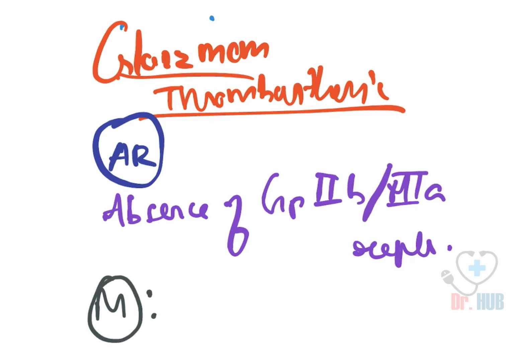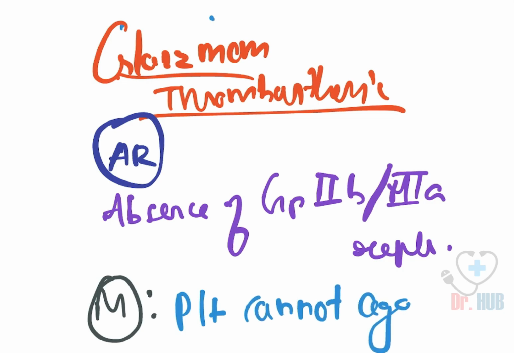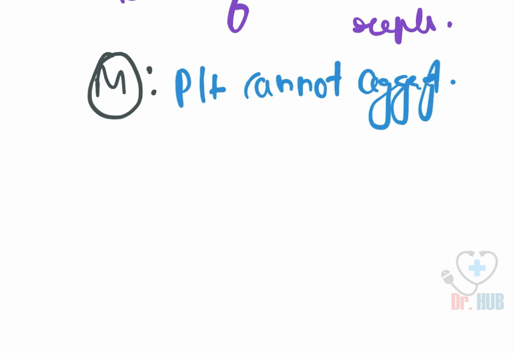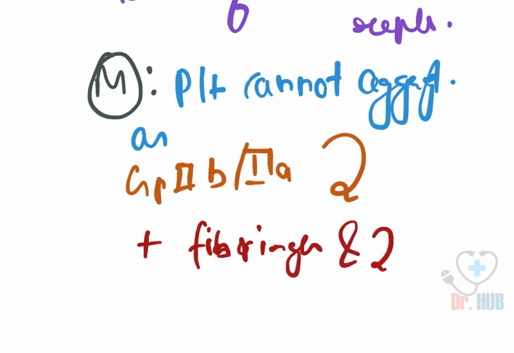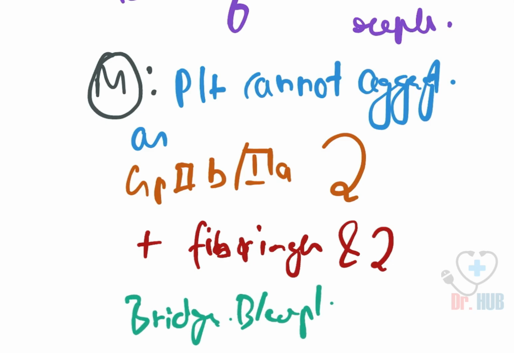Then what is the mechanism? Mechanism is that the platelets cannot aggregate, as the GP2B and the 3A normally bind to the fibrinogen, and it forms bridges between the platelets.